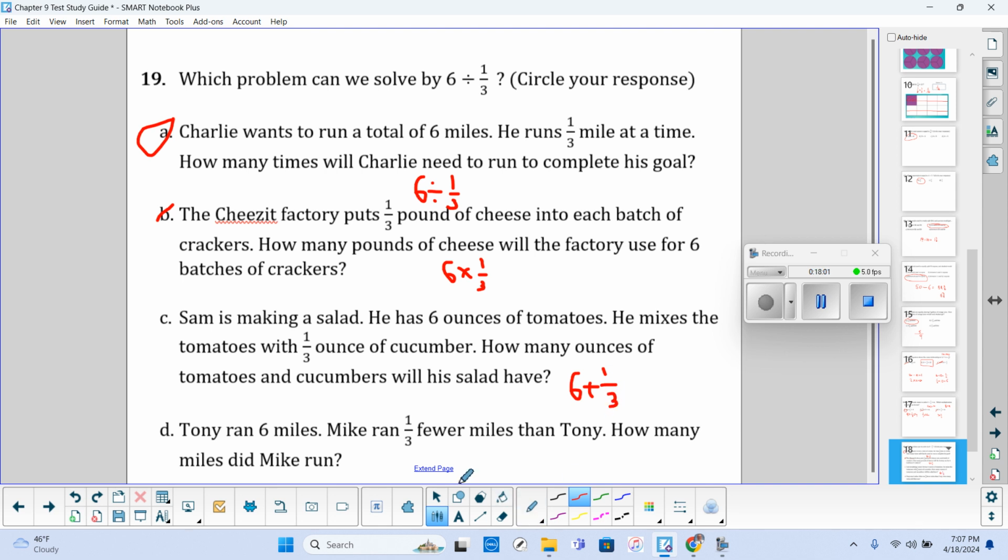And the last one is Tony ran 6 miles. Mike ran 1/3 fewer miles than Tony. How many miles did Mike run? Well, this is a subtraction problem. This is 6 minus 1/3. So once again, an answer that doesn't make sense and an answer that doesn't make sense. Answer A is the one that works.